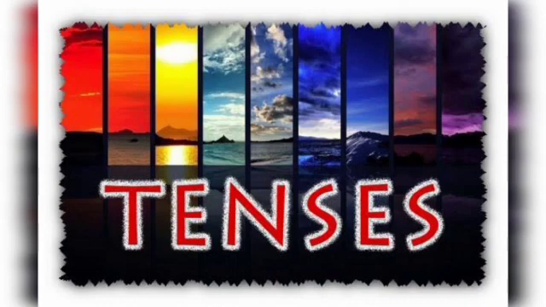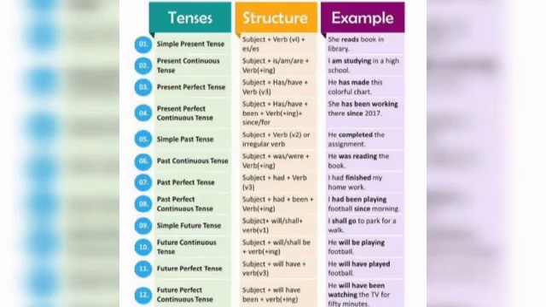Tenses. What is tense, students? A tense is a form of verb that shows an action or a state of being. There are 12 types of tenses. The first type of tense is simple present tense. This tense can be used to show a habitual action in present.